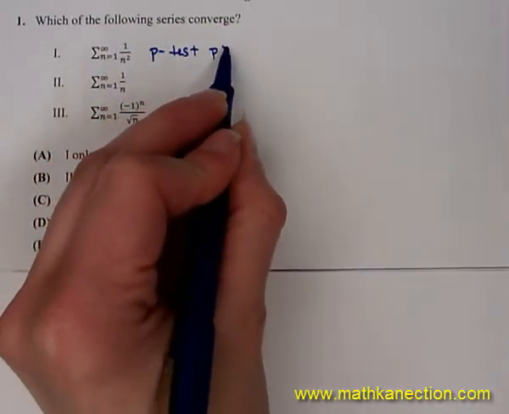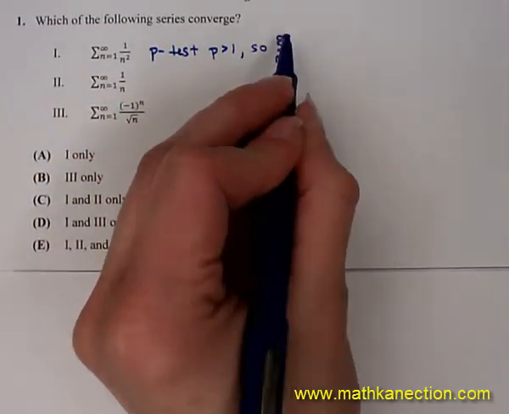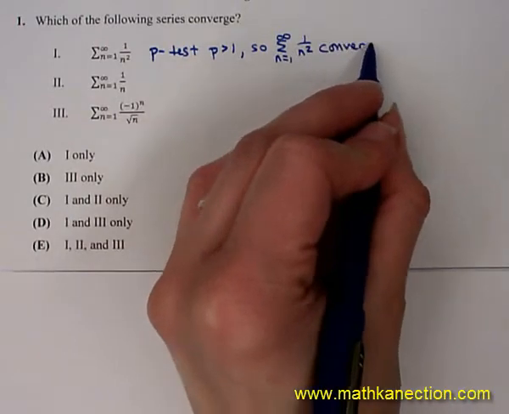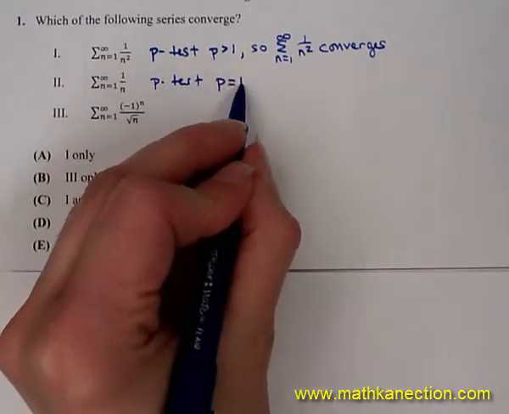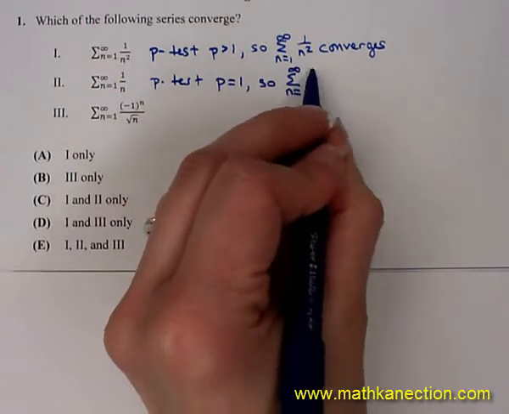So the first series, we can use the p-test. Since the p is greater than 1, we know that that series will converge. In the second one, the p-test again, the p is equal to 1, so the series will diverge.